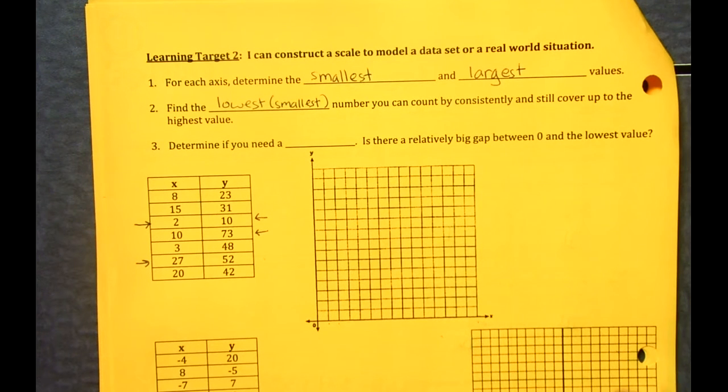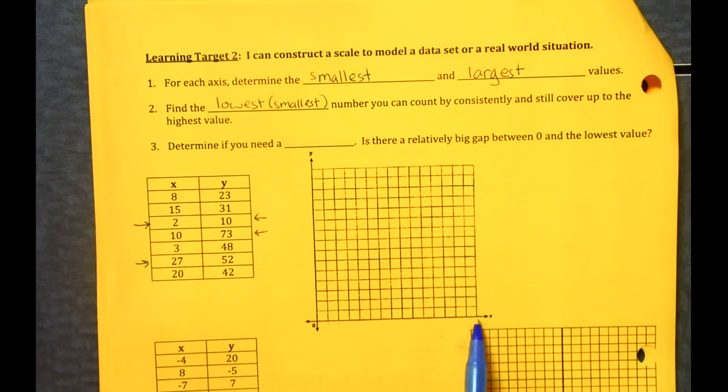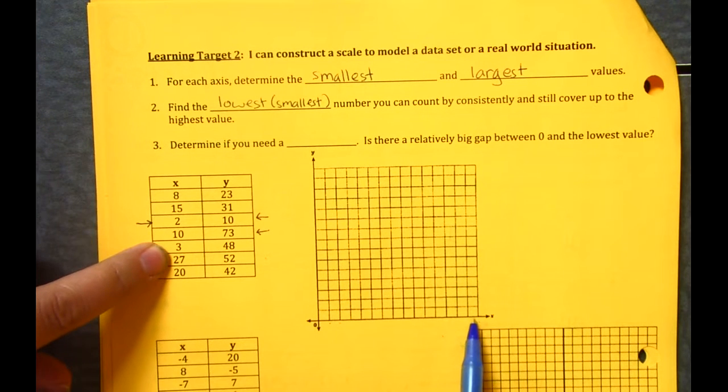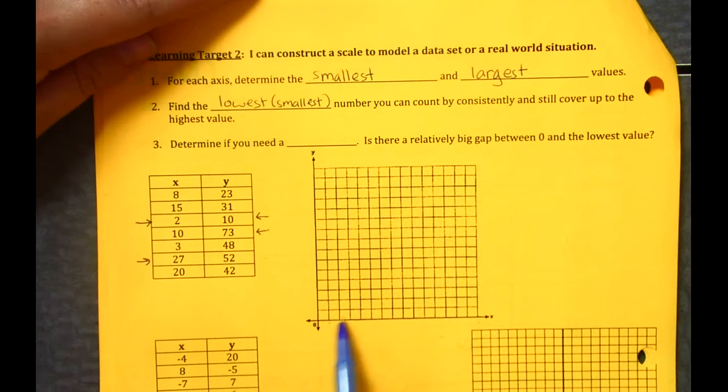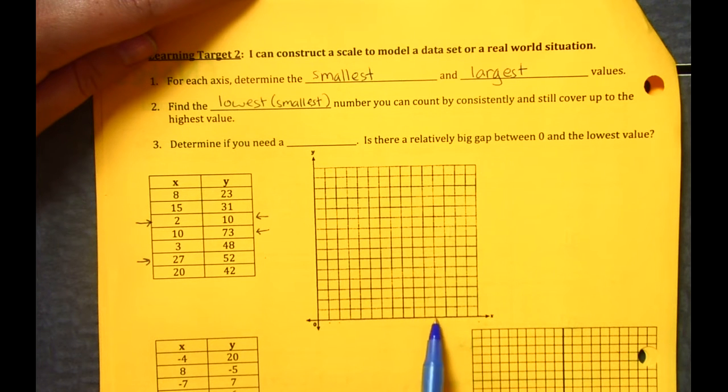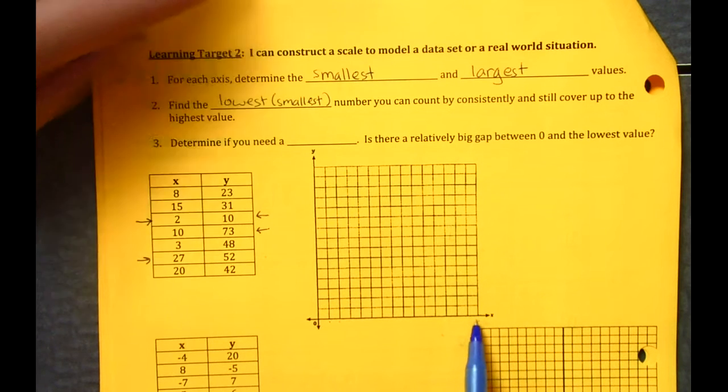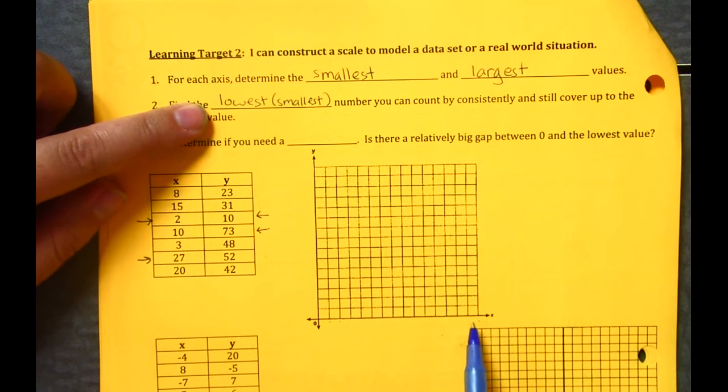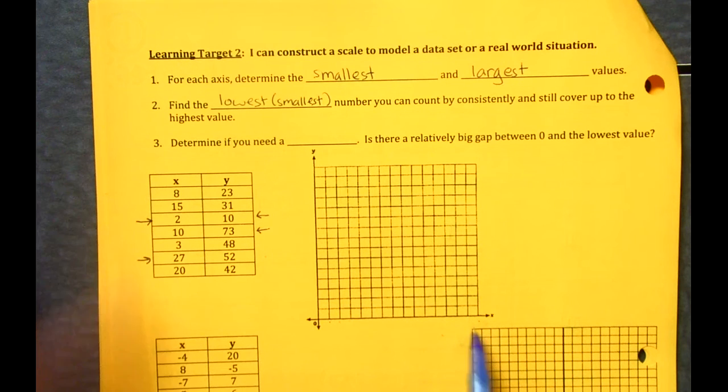So, if I count by 1s, I'll get 1, 2, 3, 4, 5, 6, 7, 8, 9, 10, 11, 12, 13, 14, 15. Not high enough. So I need to make it all up to 27. So let's think about 2s. 2, 4, 6, 8, 10, 12, 14, 16, 18, 20, 22, 24, 26, 28, 30. That gets me there. So 2 is the smallest number that I can count by consistently and still get all the way up to this highest value.